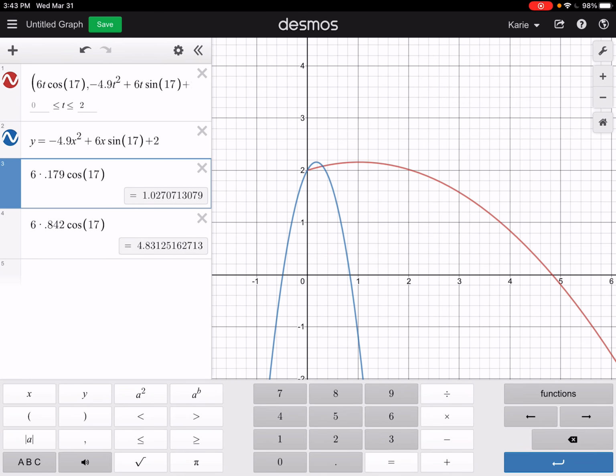Okay, but now we could know that it's gone roughly 1.027 meters down the field when it's at its maximum height. It's gone 4.831 meters down the field when it hits the ground again. So that's not nothing, to be able to work through those problems.